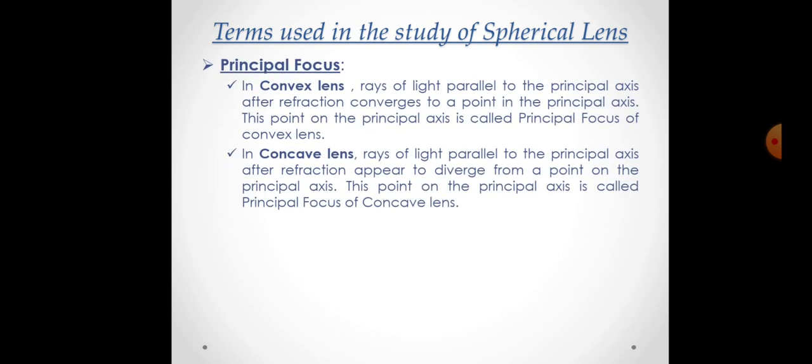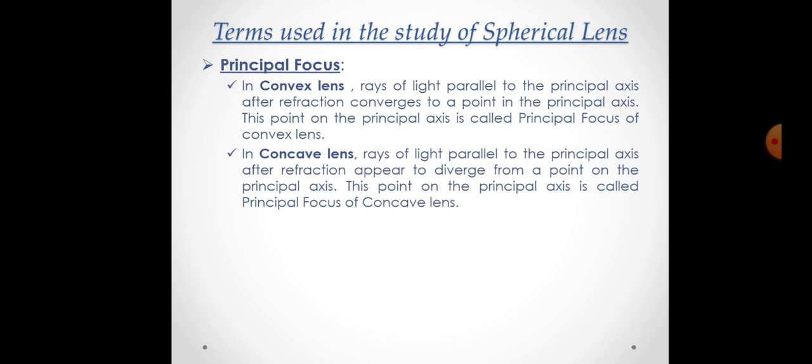Next is your principal focus. In convex lens, rays of light parallel to the principal axis after refraction converge to a point on the principal axis. This point on the principal axis is called principal focus of convex lens. So in case of convex lens, you will see that the light rays that are traveling parallel to the principal axis after refraction meet at a point. That point is called your principal focus of convex lens.